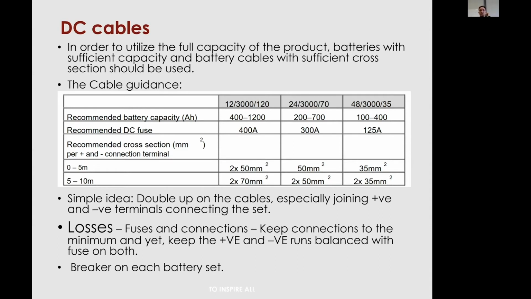That's the simple idea. I do also suggest that even though we're trying to keep the number of connections on each part as low as possible, that we put a fuse on both the positive and negative, and that allows both parts to be balanced, and then a breaker upon every battery set.